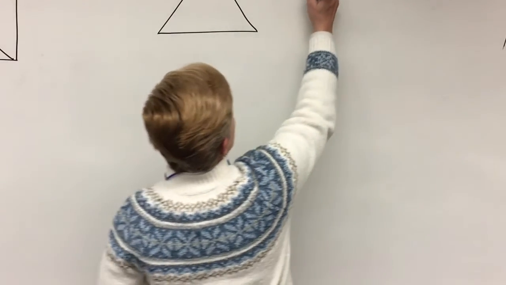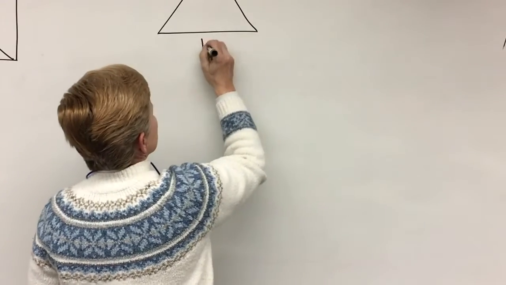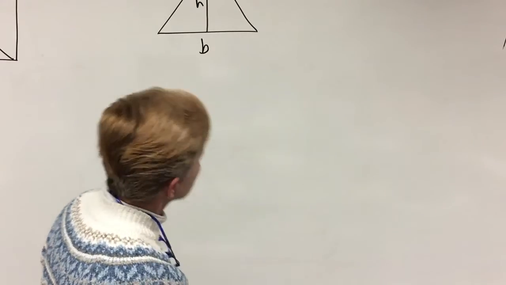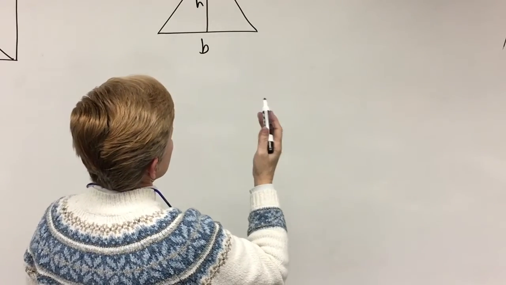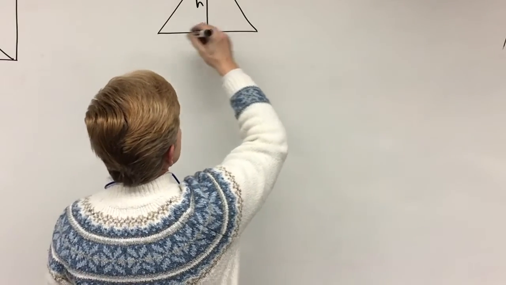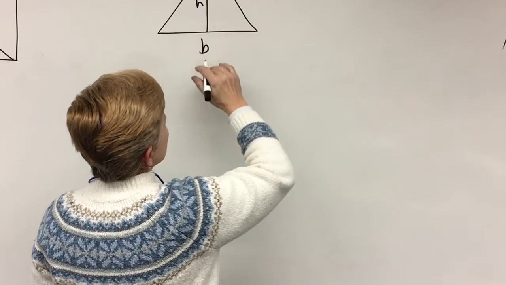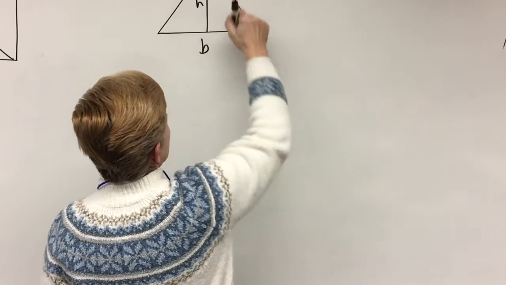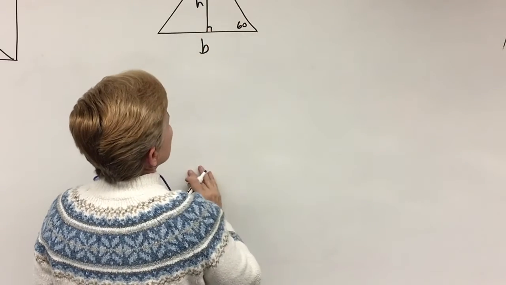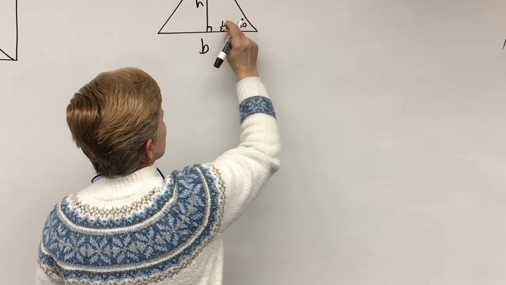Our normal area for triangles is area equals 1/2 base times height. That would be the base here, and the height would be here. And so that's our normal area, but what are these things? How's this going to work out? Well, if I know this, I need to have this in terms of it. Because this is an equilateral triangle, I know that this is a 60, 30, which means that if this is B, this is half of B, or B over 2.